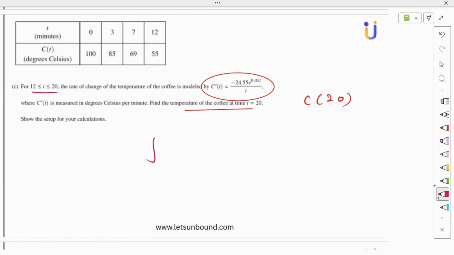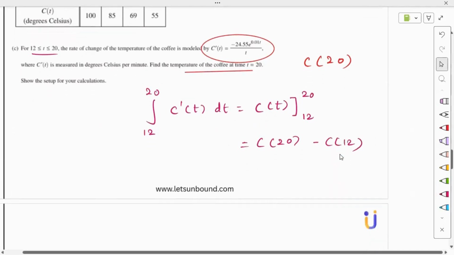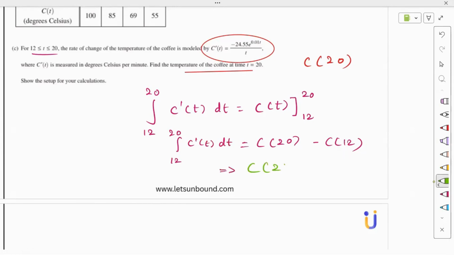So we are solving this integral. The integral from 12 to 20 of the rate function is equal to the antiderivative of C'(t), which is C(t), from 12 to 20. When you break this down, upper limit minus lower limit, C(20) minus C(12). So the integral from 12 to 20 of C'(t) dt. From this you can get C(20) equals, if you take it over here, C(12) plus the integral from 12 to 20 of C'(t) dt.